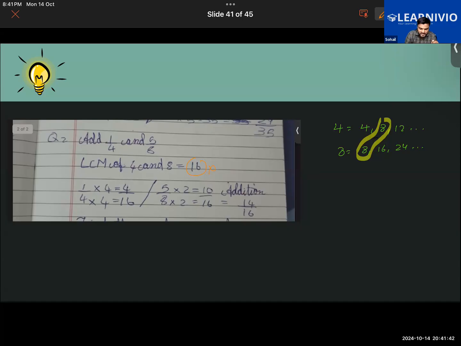Okay. Now find the LCM of these numbers. I'm listing down some numbers. You have to find the LCM.